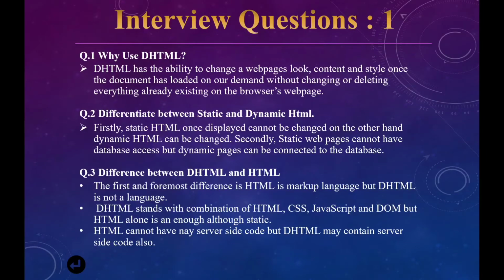What are the differences between DHTML and HTML? The first and foremost difference is that HTML is a markup language, but DHTML is not a language. DHTML is a combination of HTML, CSS, JavaScript and DOM, but HTML stands alone and is static. HTML cannot have any server-side code, but DHTML may contain server-side code also.